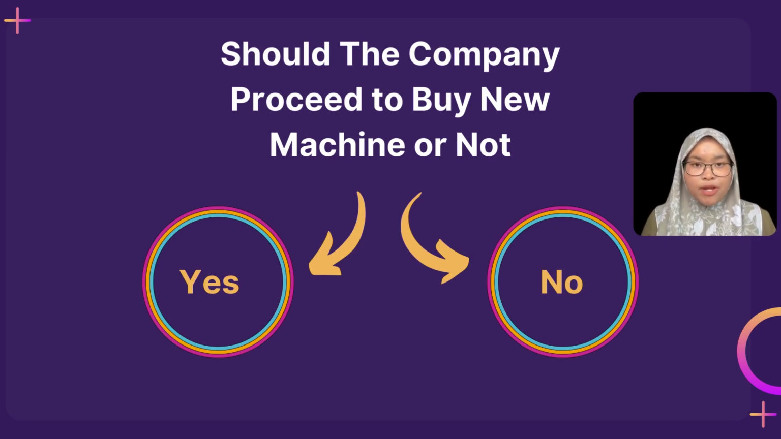For payback period, it will be accepted if its payback period is less than or equal to the firm's maximum desired payback period. In the case of Flour Mill Sdn Bhd, the payback period is 4 years while the maximum desired payback period is equal to 4 years. Thus, the company should accept the project.